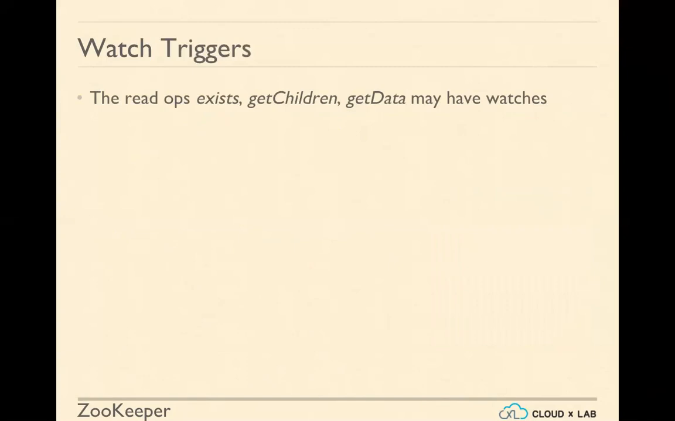For example, the read operations such as exist, getChildren, and getData may have watches, meaning while you are calling exist or getData, you can pass your own function saying that whenever anything changes on this particular Z node, please call this function. Watches are triggered by modifications on a Z node, which could be delete, create, or set data.